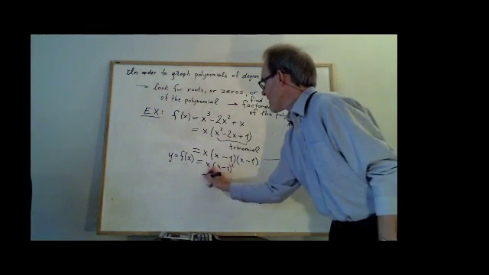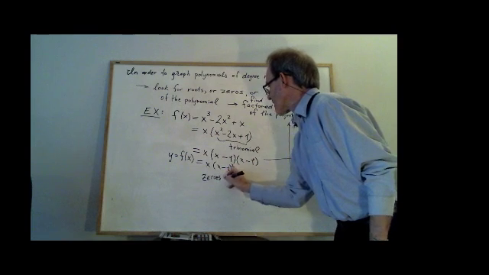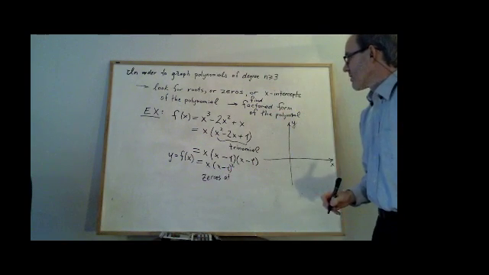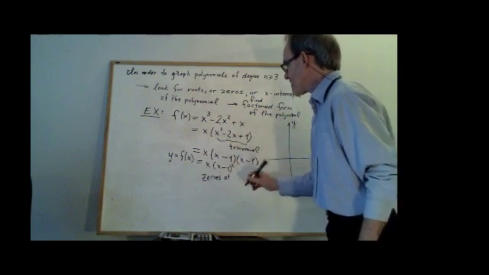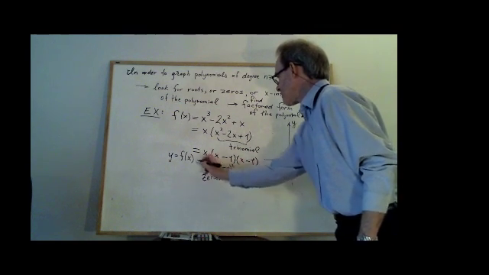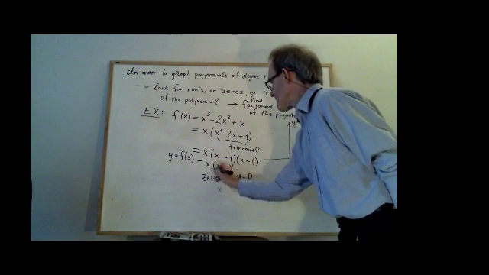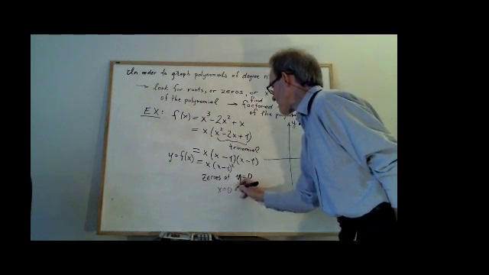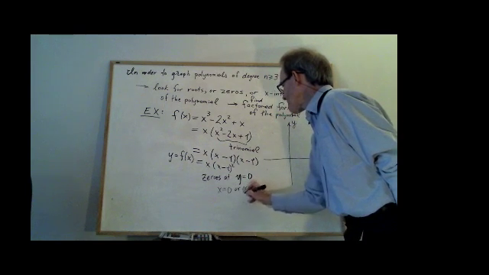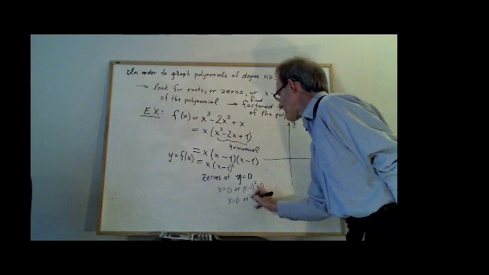So there's zeros, or x-intercepts, wherever y is equal to 0, right? So you set this left-hand side equal to 0, and then either x equals 0 or (x minus 1) squared is equal to 0. So x equals 0 or x equals 1.